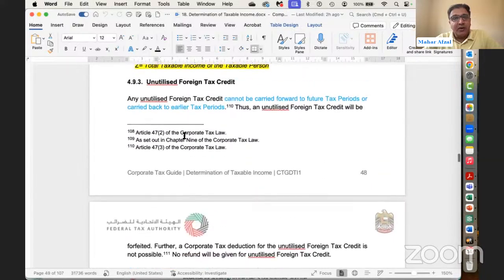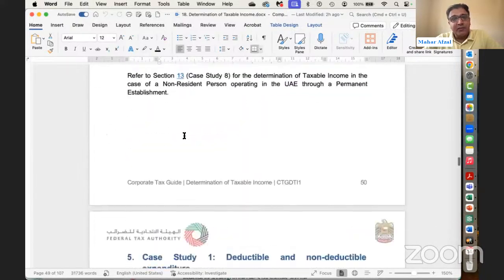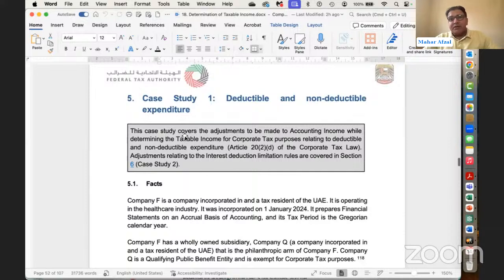Then they have given how to calculate the tax credit. You can go through this. Coming back to the case studies, we will be discussing focus, as I mentioned. Our focus will be on the case studies.